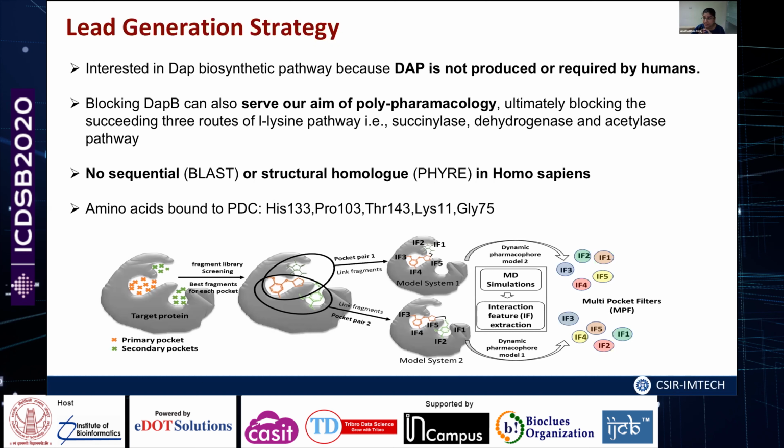So the logic is you look at the binding pockets, look at what binds, what are the interaction features, generate a pattern of these interaction features, and look for these patterns in a bigger library. That is a simplistic explanation.